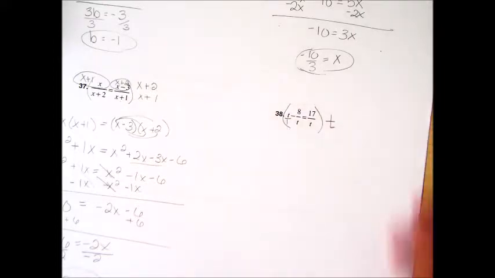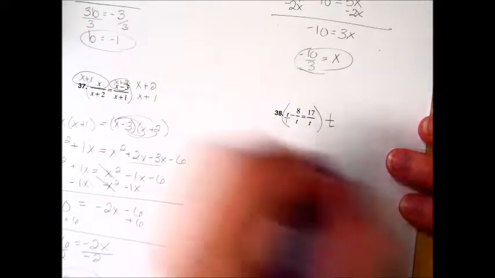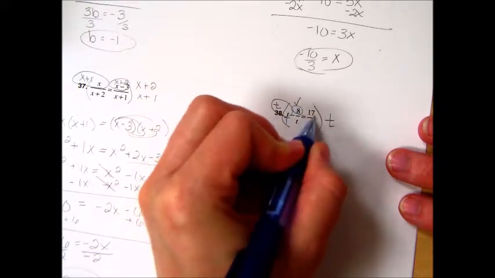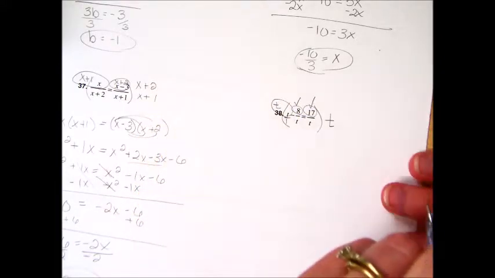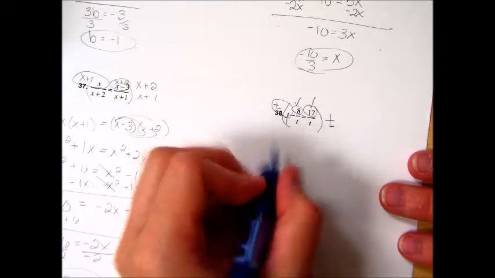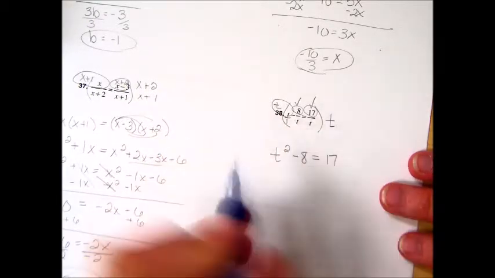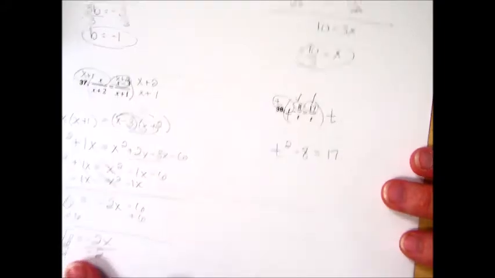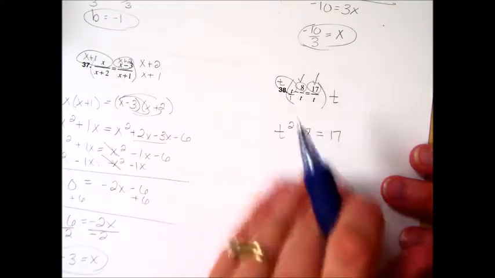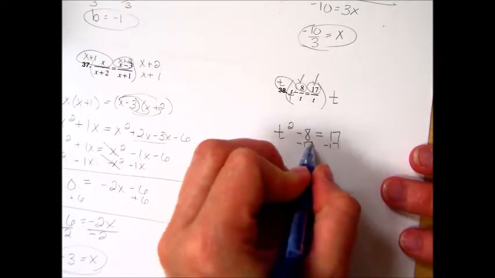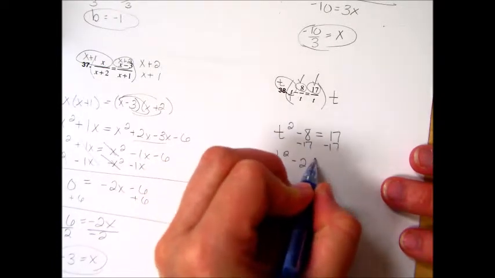You may change those to x's if you do not like t's. This t needs a t. This 8 is good, this 17 is good because they both have t's. So t times t, that's going to make t squared minus 8 equals 17. I see a squared, so you can do one of two things. You can add the 8 and take the square root, or you can take the 17 over, get t squared minus 25 equals 0. We have three options.